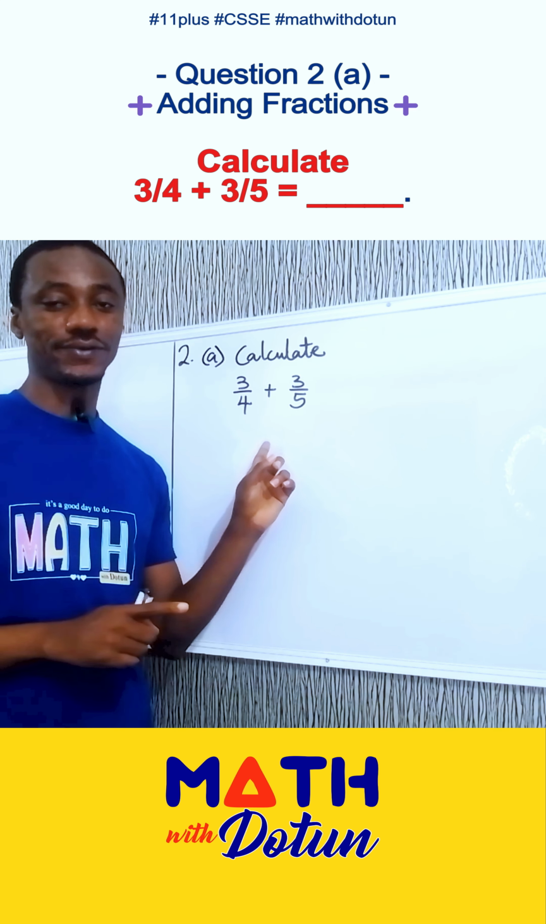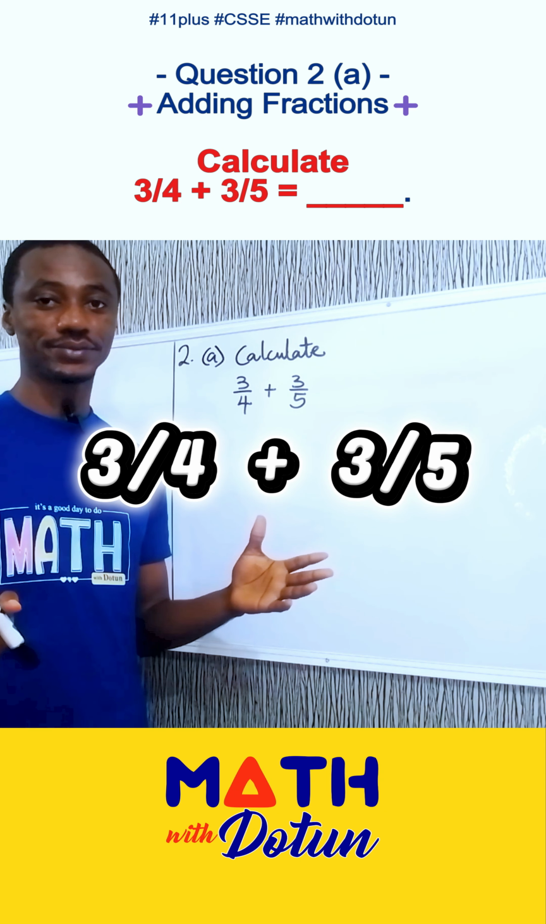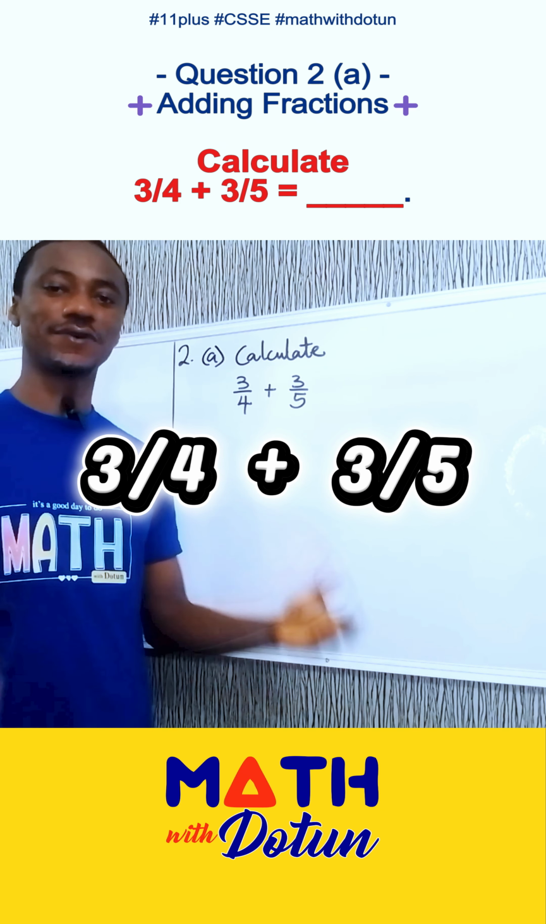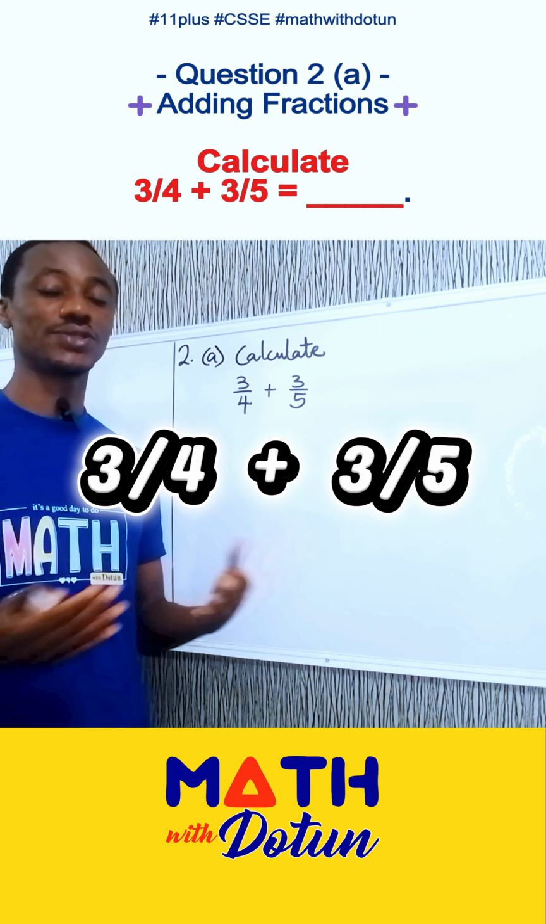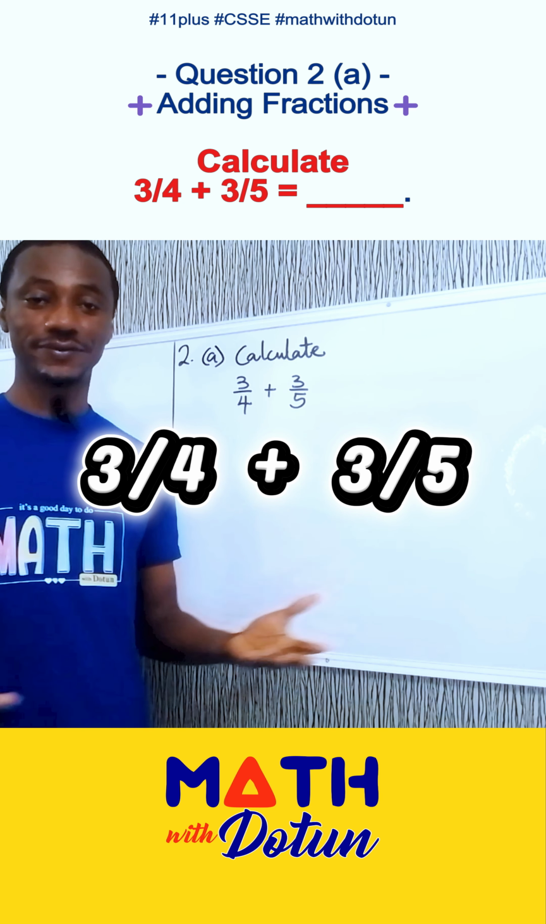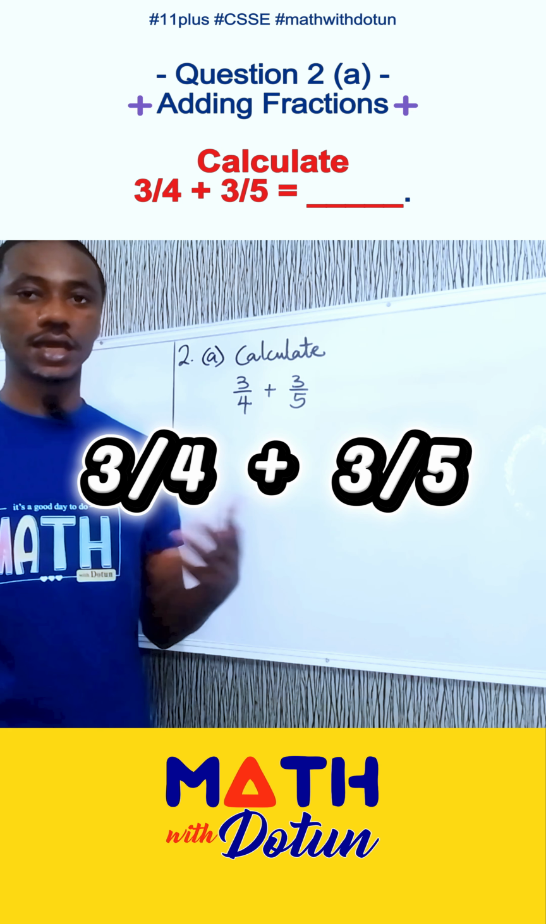can't add these fractions yet. Do you know why? Because the denominators are different, right? So the first thing we have to do is to make sure they have a common denominator, right? Okay, there's different methods, but I'm going to be using the LCM method.